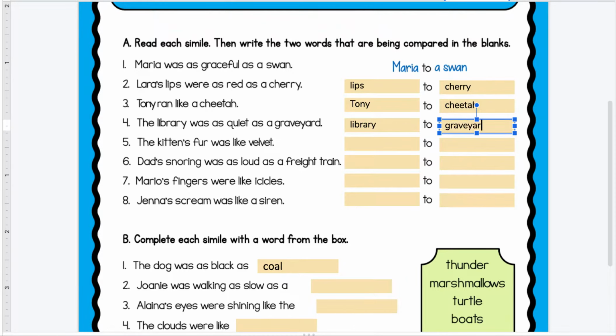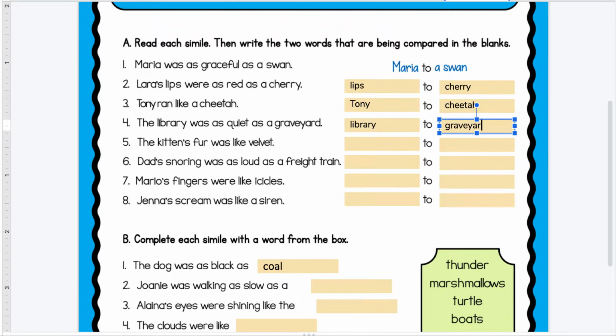Now, sorry. At the bottom here, I already did number 1 for the small group. So complete each simile with the word from the box, meaning I'm going to look at this list of words here. I'm going to see which one is like the other noun. What are two unlike things, but what's something that it might have in common with my noun here? So we're looking at the dog.